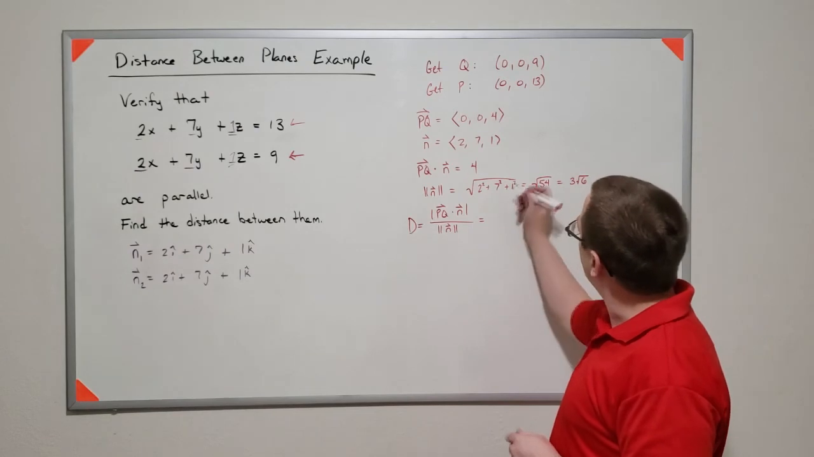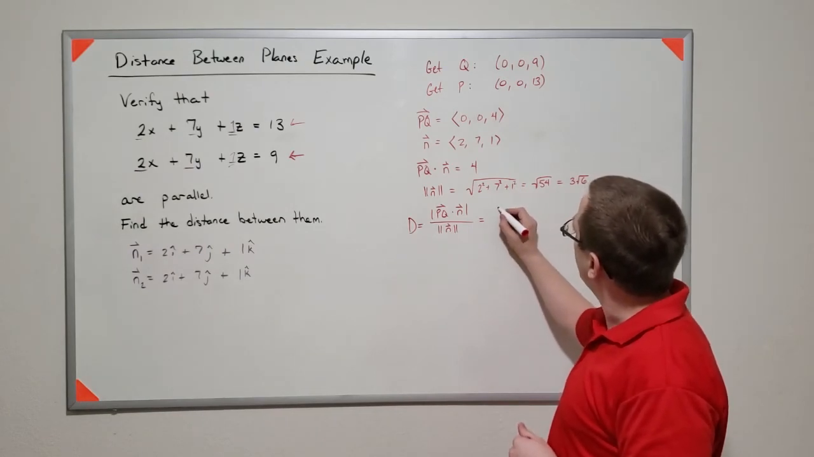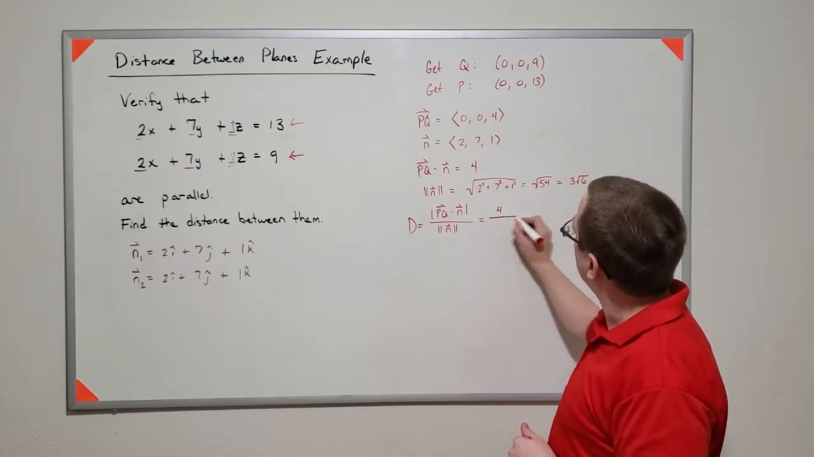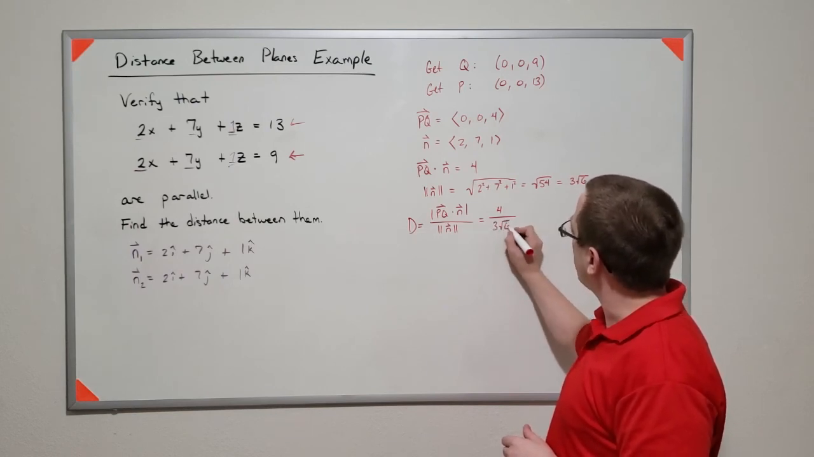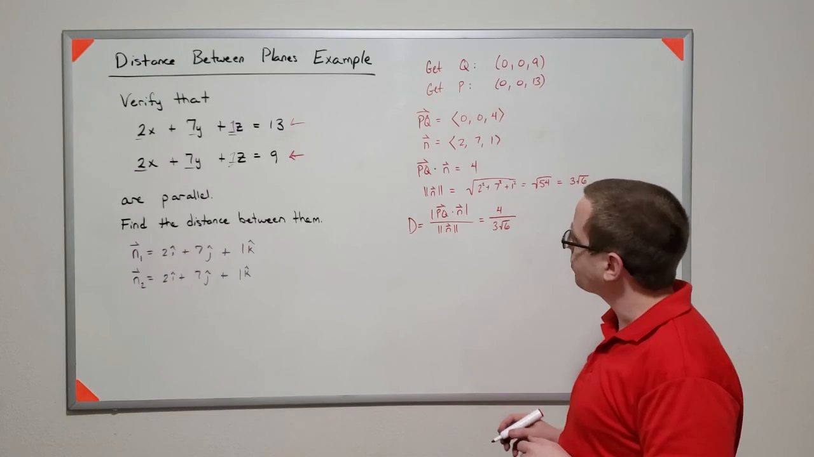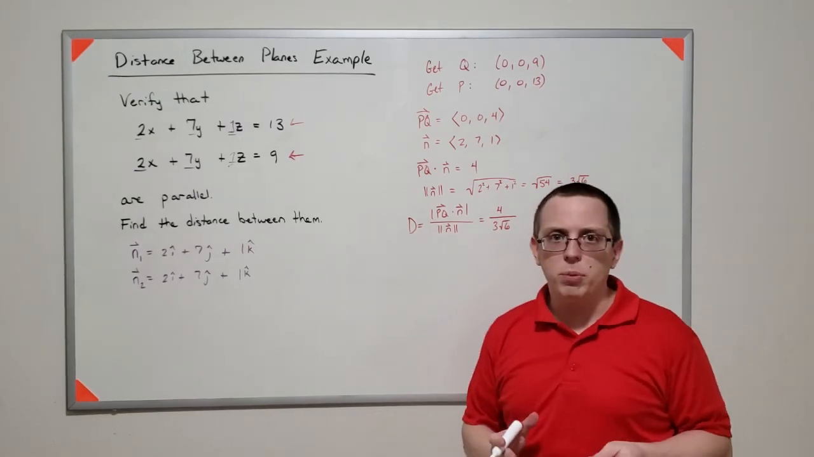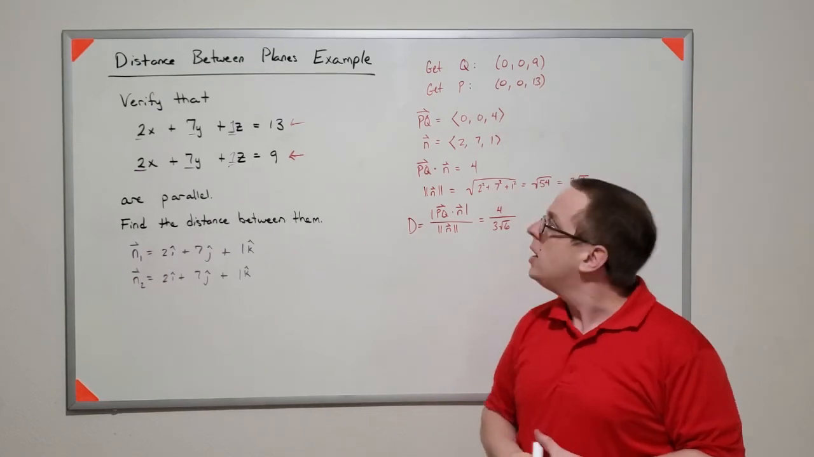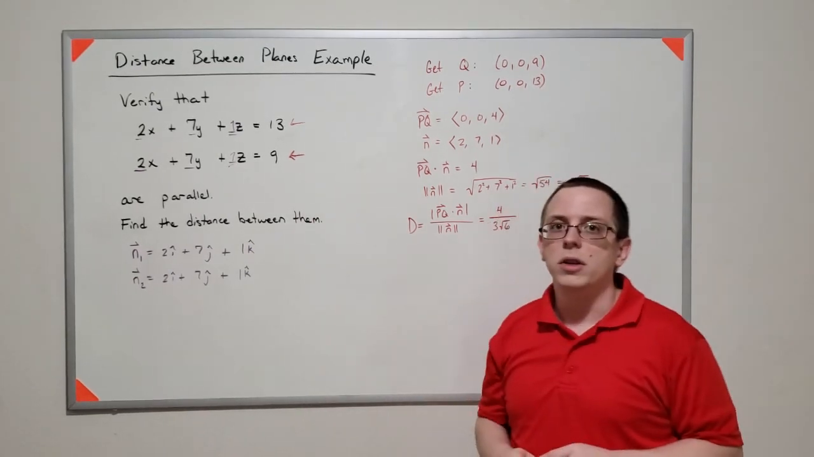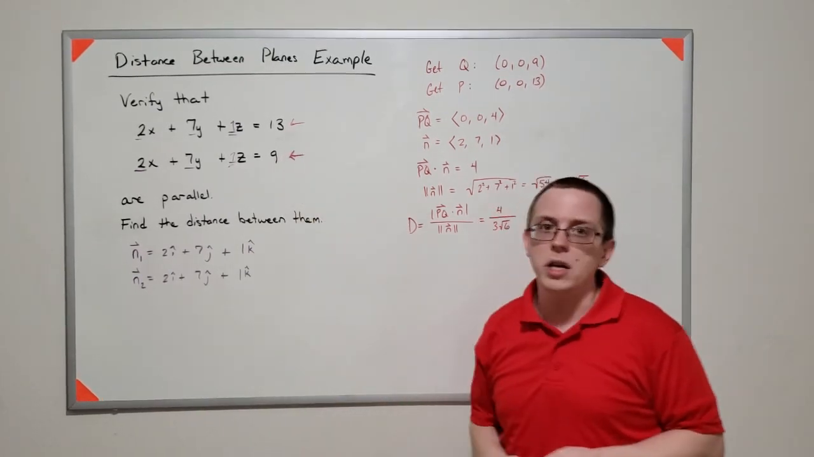So at that point, we would say that is 4 divided by 3 square root of 6. Which is kind of impressive. What that tells me is the distance is actually less than 1, even though the difference between 9 and 13 is 4.